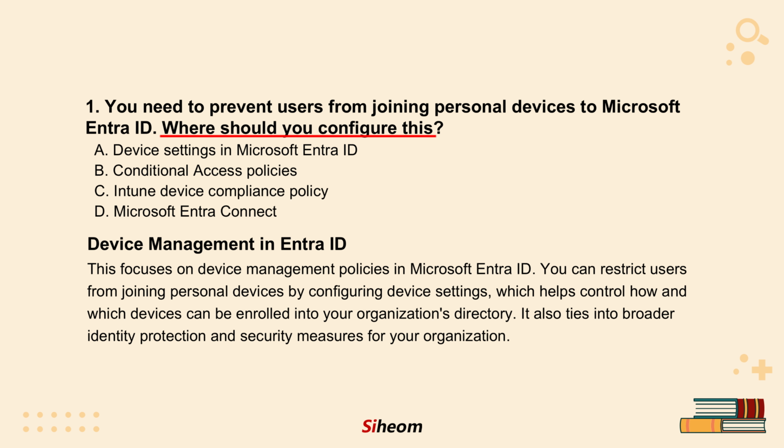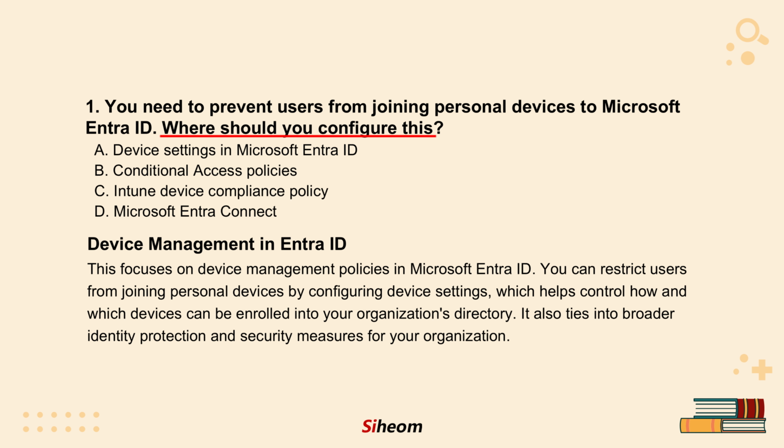Well, the correct answer, as our source material highlights, is A, device settings in Microsoft Entra ID. Okay. The primary reason is actually quite straightforward. This is the central configuration point within Entra ID for controlling device join capabilities. Right. And that directly includes managing bring your own device, or BYOD, scenarios. Okay, let's dig a little deeper into this device settings area then. So why is this the specific place? I mean, it feels like some of those other options like conditional access or Intune might also play a role in how devices are managed.